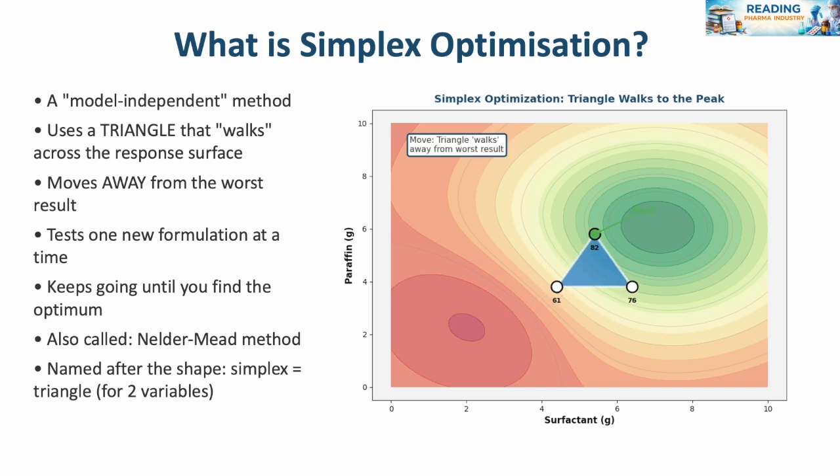What you can see here is a cream formulation. You see the surfactant on the x-axis and the oil amount on the y-axis. Always you move away from the worst result. The way this works, you test one formulation at a time, and you keep going until you find the optimum. You always move from the worst.